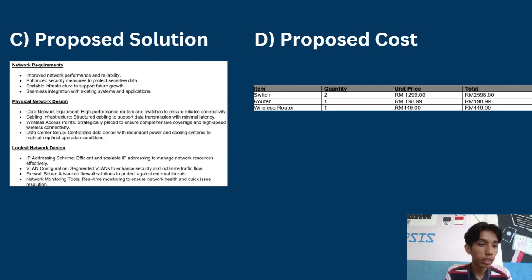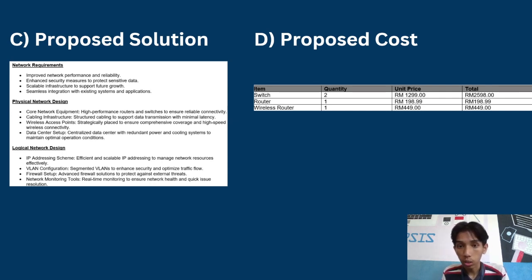Lastly, for the logical network design: IP addressing scheme, efficient and scalable IP addressing to manage network resources effectively. VLAN configuration, segmented VLANs to enhance security and optimize traffic flow. After that, firewall setup, advanced firewall solutions to protect against external threats, and lastly, network monitoring tools, real-time monitoring to ensure network health and quick issue resolution.